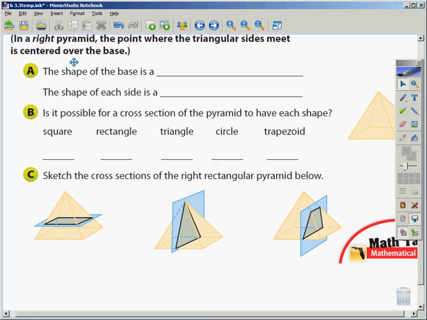Okay. In a right pyramid, the point where the triangular sides meet is centered over the base. Okay? So they're saying that this is exactly centered over the base. Okay? The shape of the base is what? It's a square. The shape of each side is what? Triangle.